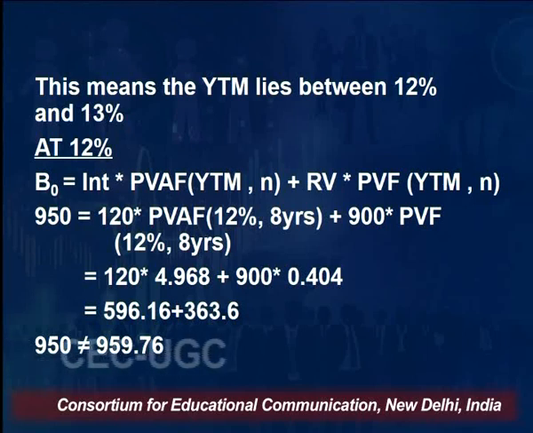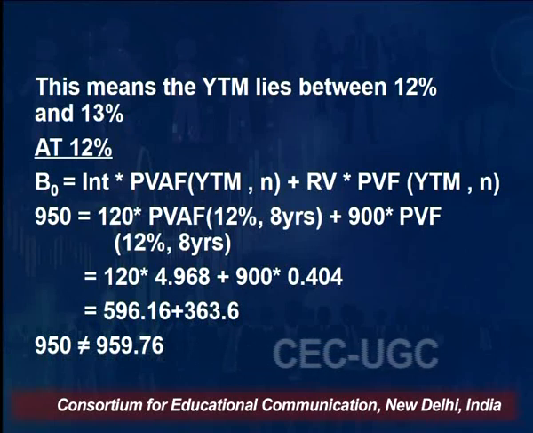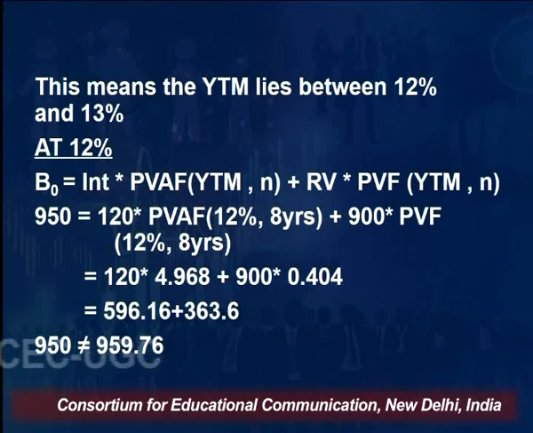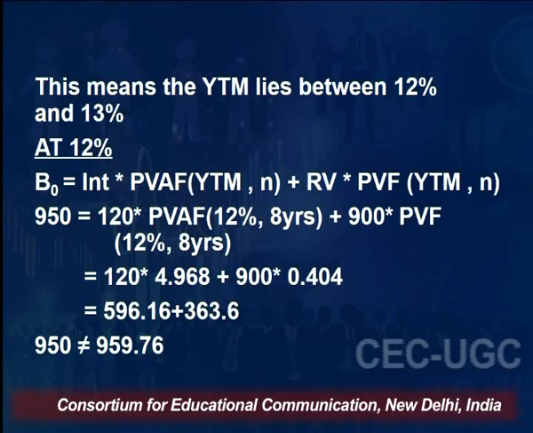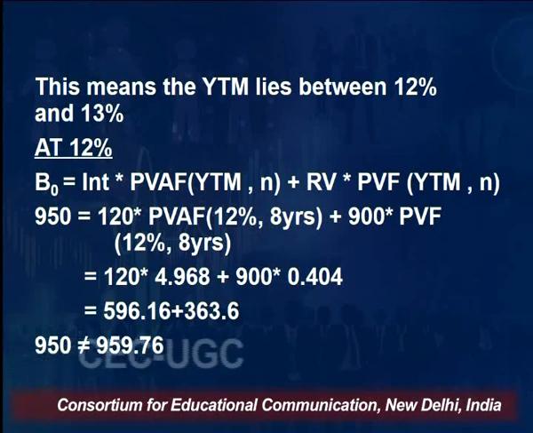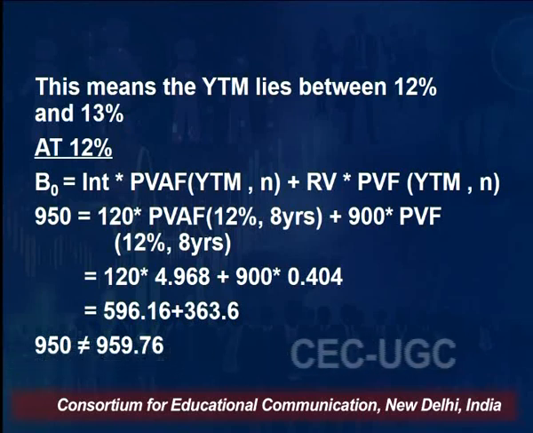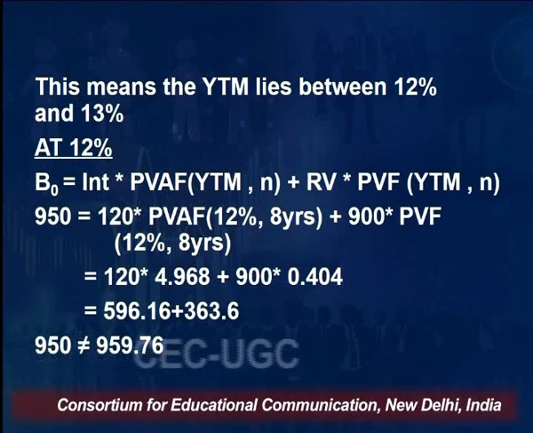If we discount our future incomes, friends, they come in two forms. One is in the form of interest and the other is the redemption value. So if you discount this at 12% rate, what will be the value? This we have to find out. So B0, the current price of the bond, 950, is equal to interest 120 multiplied by the present value annuity factor, that is 12% for 8 years, plus redemption value 900 multiplied by the 12% factor for the 8th year. I say 8th year because for redemption value, which is a single amount, I will not use the present value annuity factor, I will use the present value factor.